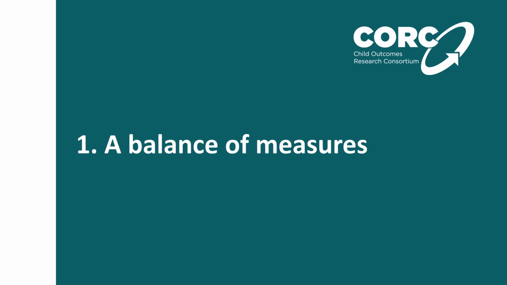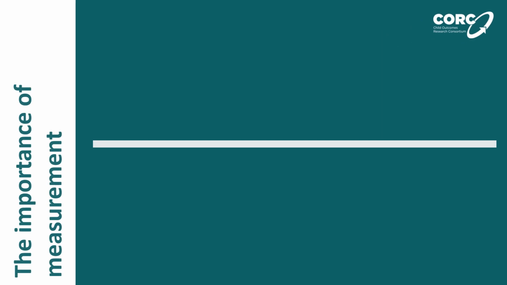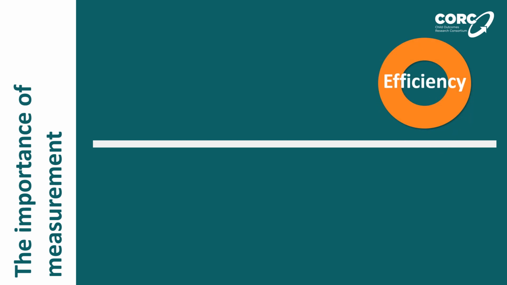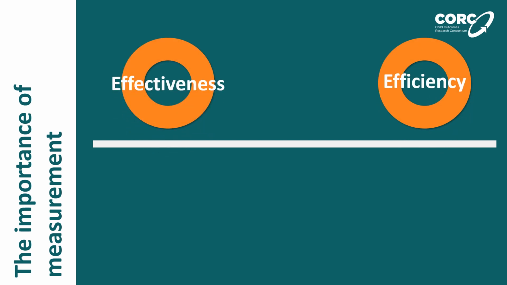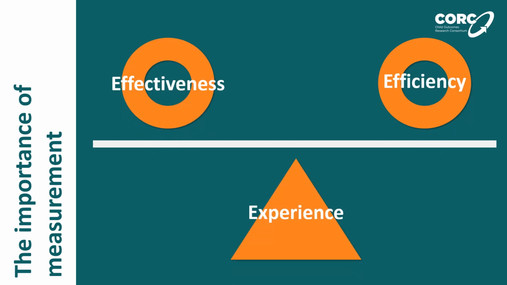Firstly, we're going to consider a balance of measures and think about the different types of measures that ensure there is not too much emphasis on any one type of information. Cork have dedicated much time to understanding what the key elements are to providing a good service, and have concluded those elements to be efficiency and effectiveness underpinned by service user experience. All three of these elements need to be measured and monitored consistently and equally.